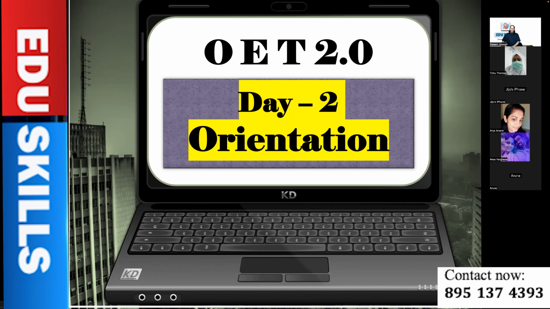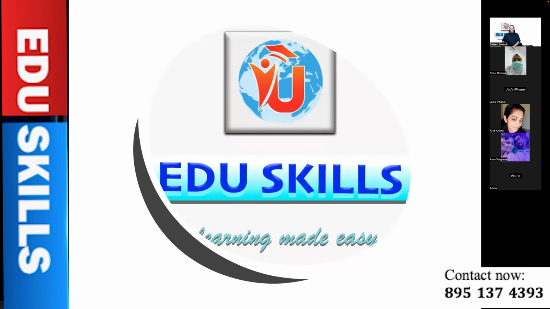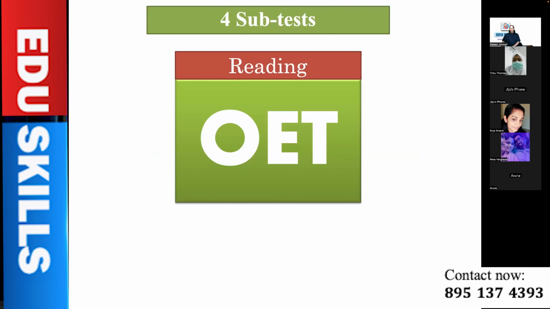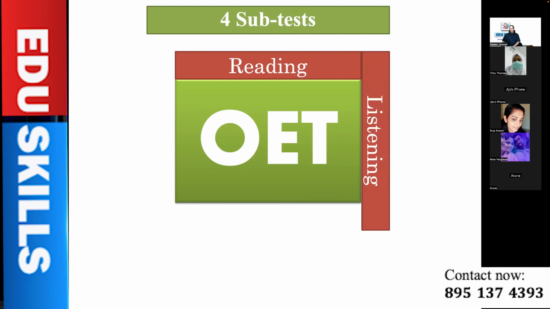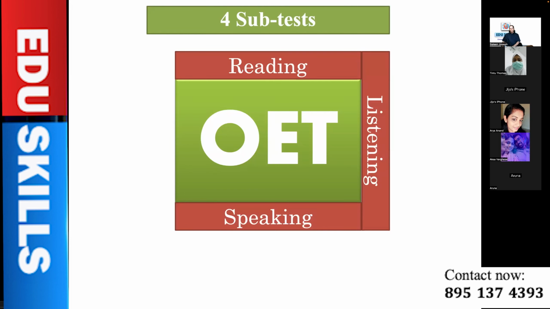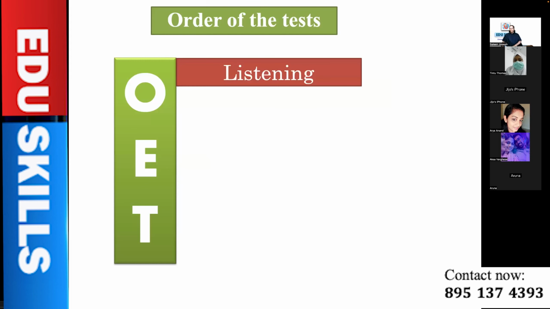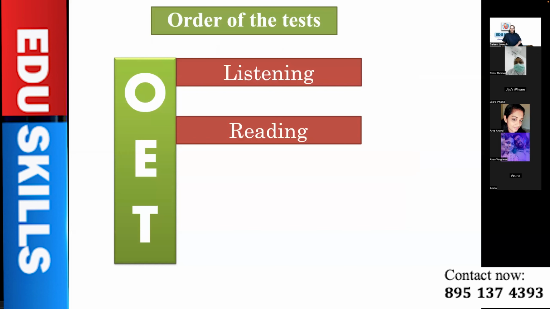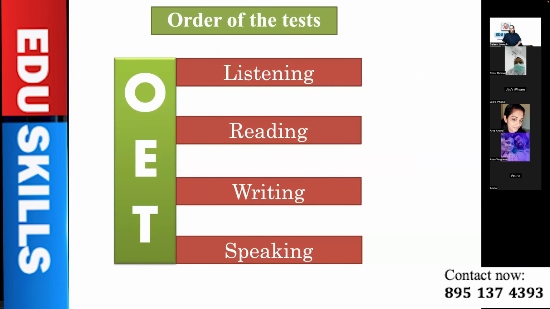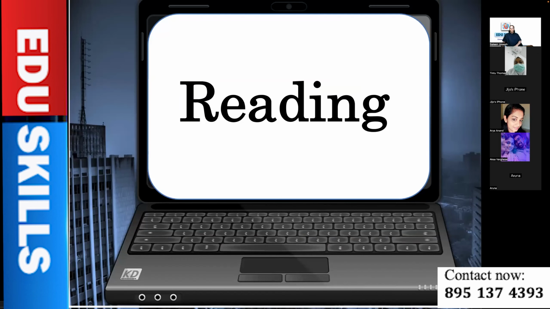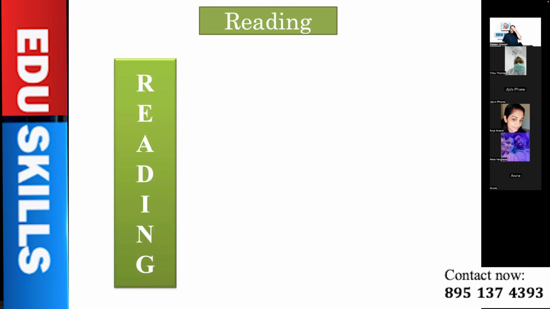OET 2.0 Day 2 Orientation and Edu Skills, Learning Made Easy. OET has 4 subtests: reading, listening, speaking, and writing. And today, order of the test, how does it appear in the examination? Definitely first you have listening, then you have reading, then you have writing, and it ends with the speaking. For a general idea. Now, first one is reading.